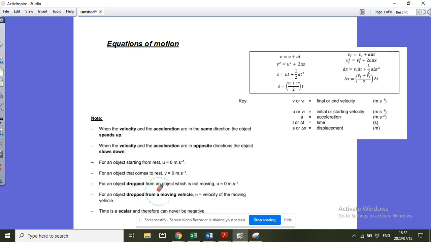If an object is dropped from anything that is moving, you need to remember it is moving at the velocity of that object before it is dropped.